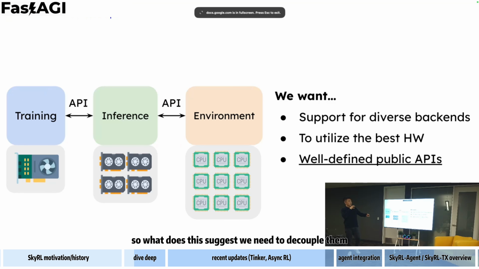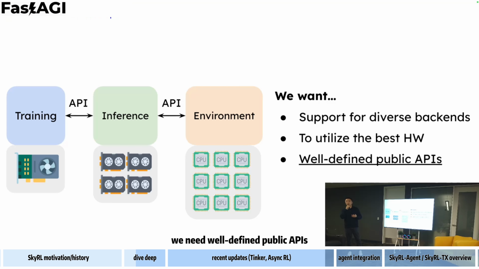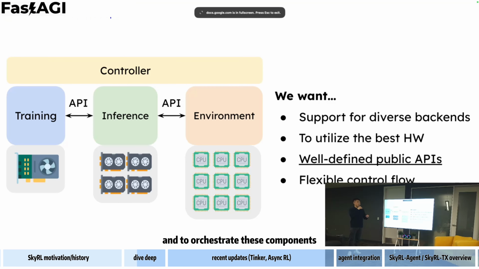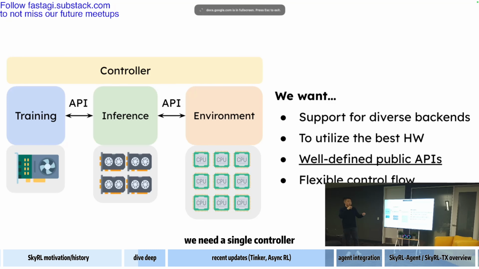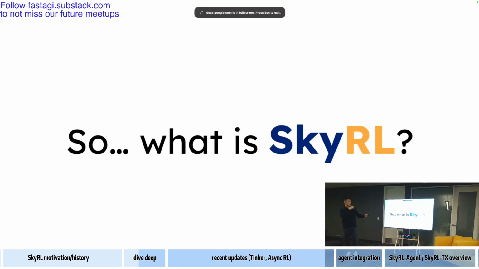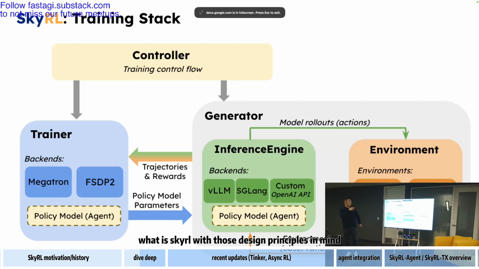So what does this suggest? We need to decouple them. And in order to decouple them, we need well-defined public APIs between the components. And to orchestrate these components, we need a single controller. So yeah, what is SkyRL with those design principles in mind?